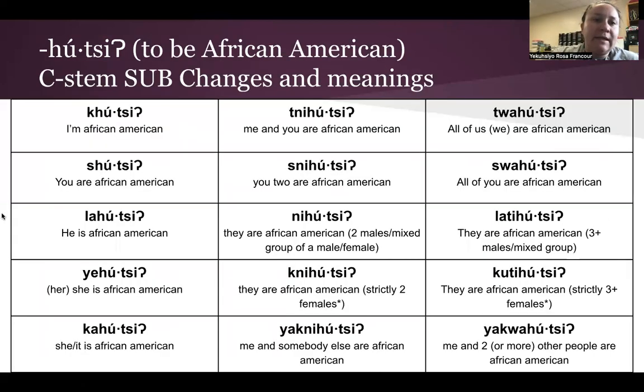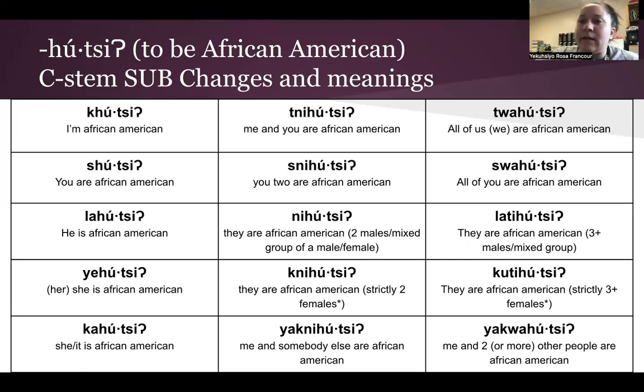So let's talk about the meanings here. Hunji is to be Black or African American, a C-stem root with C-stem subjective pronouns. So kunji means I'm Black or African American. Sunji, you are Black or African American. La hunji, he is Black or African American. Ye hunji, she is. Ga hunji, an older she or it is. I'll just say the meaning like that.